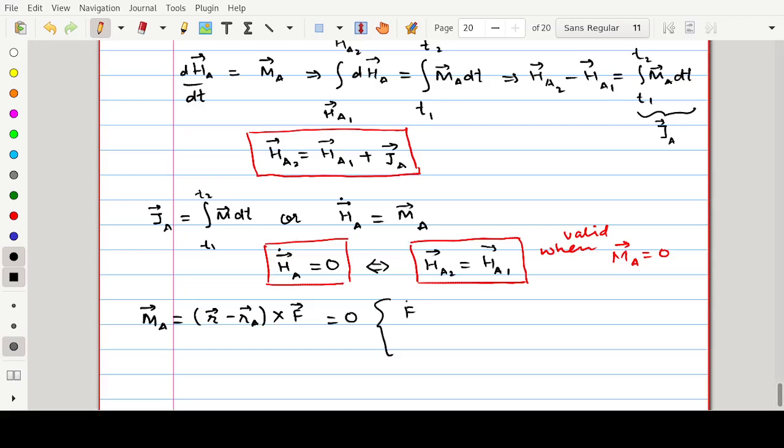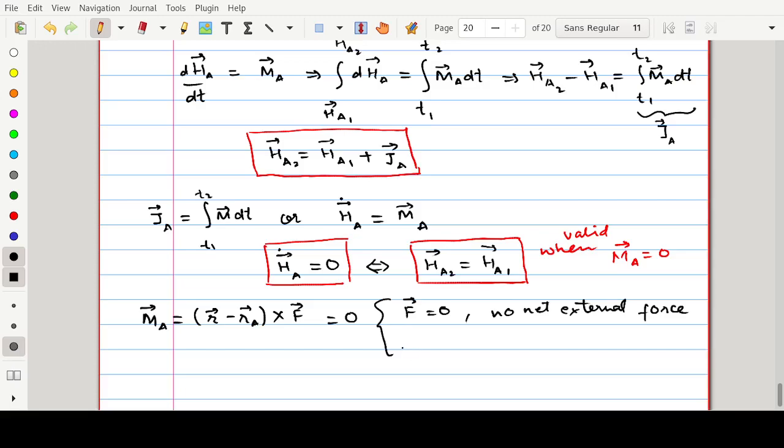Either when F is 0, so no net external force. So this cross product is 0 either because there is no net force acting on the particle. In that case linear momentum is conserved and angular momentum is also conserved, taken with respect to a fixed point A.